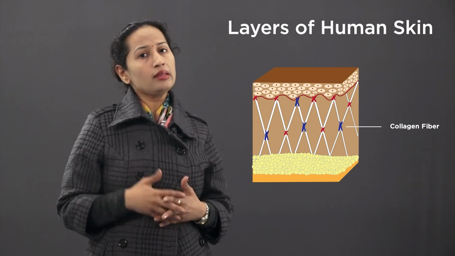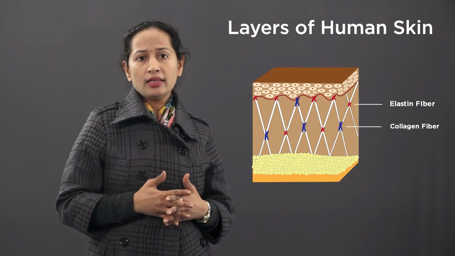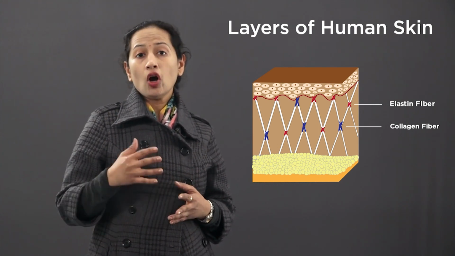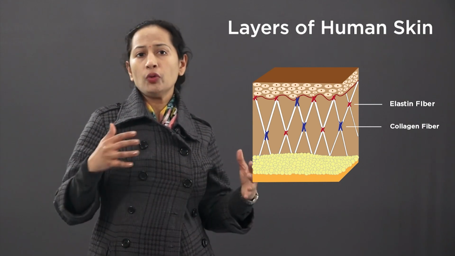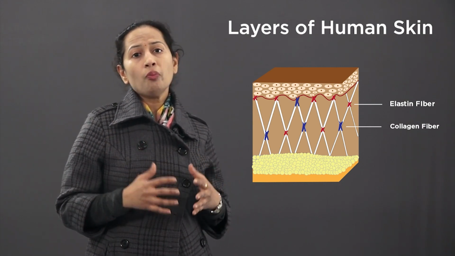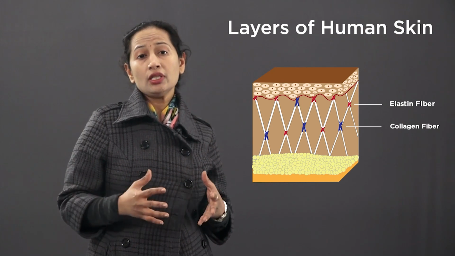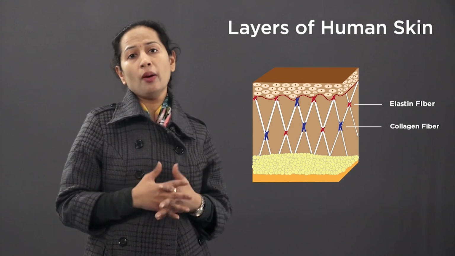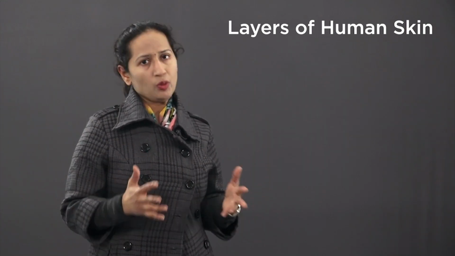Next type of fiber is elastin fiber. It provides elasticity and flexibility to the skin. Collagen and elastin fiber are bound together by mucopolysaccharide gel, in which nutrients and waste can diffuse into and from other tissue components. The next layer is hypodermis.